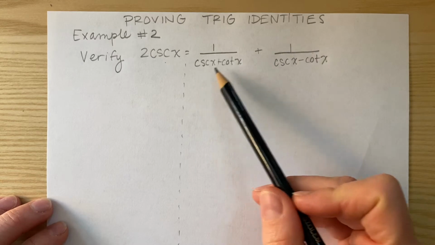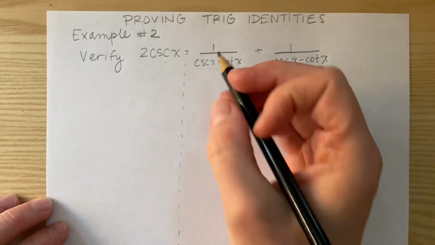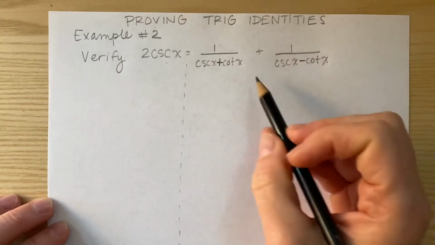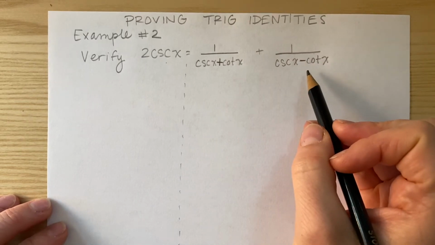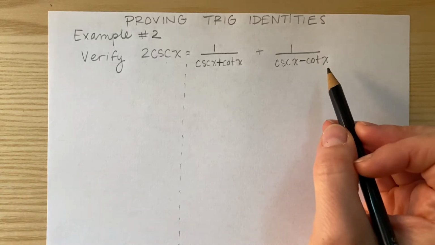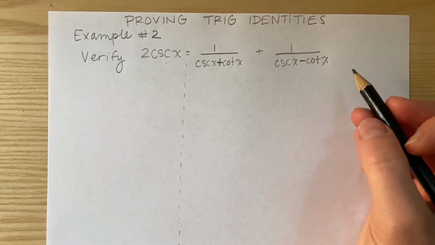And when I look at this, I notice that I have a plus here and I have a minus here. These are almost common denominators, but they're not. And so I think what I'm going to do is get a common denominator.